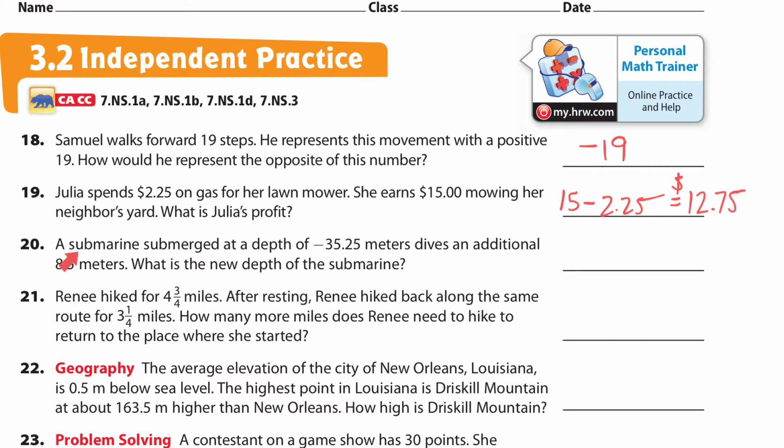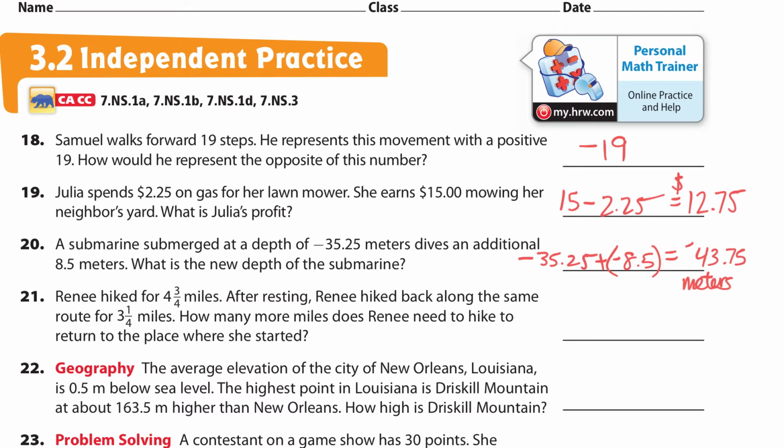Let's see what else we got here. A submarine submerged to a depth of negative 35.25 meters dives an additional 8.5 meters. What's the new depth? That looks like it's going to be negative 35.25, and then you have to subtract 8.5, or add a negative 8.5 because it dives further down. And then you end up just adding them together. That's going to be 0.75. And then 8 and 35, that's 43, I believe. So it's negative 43.75 meters.